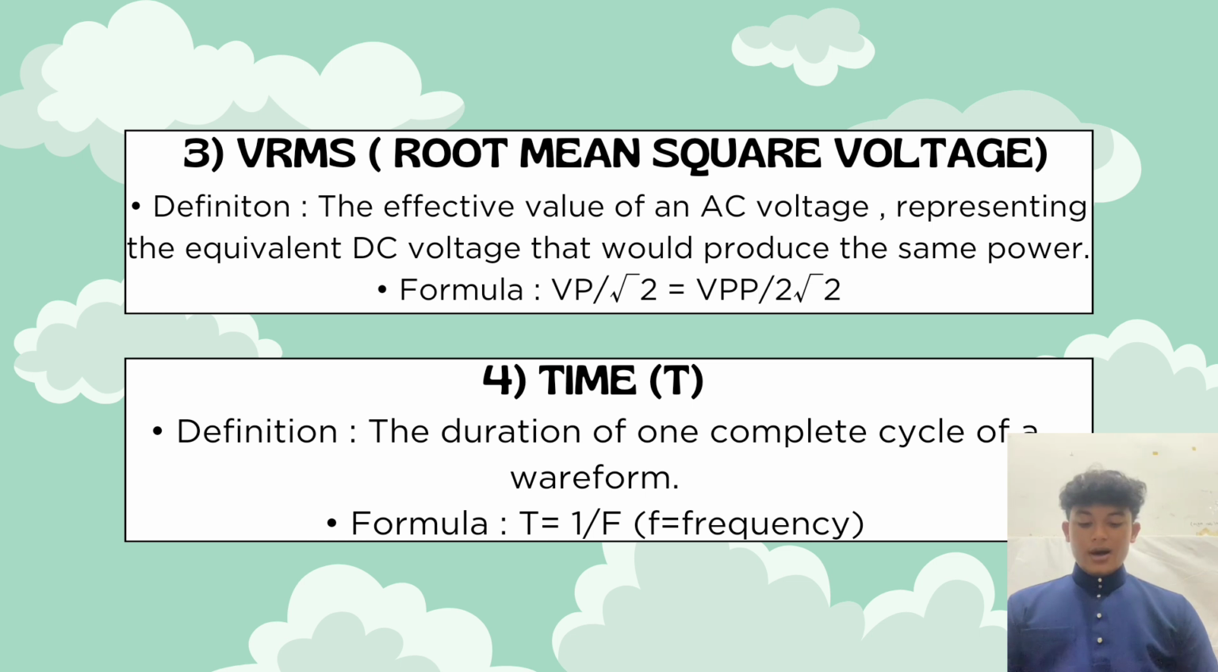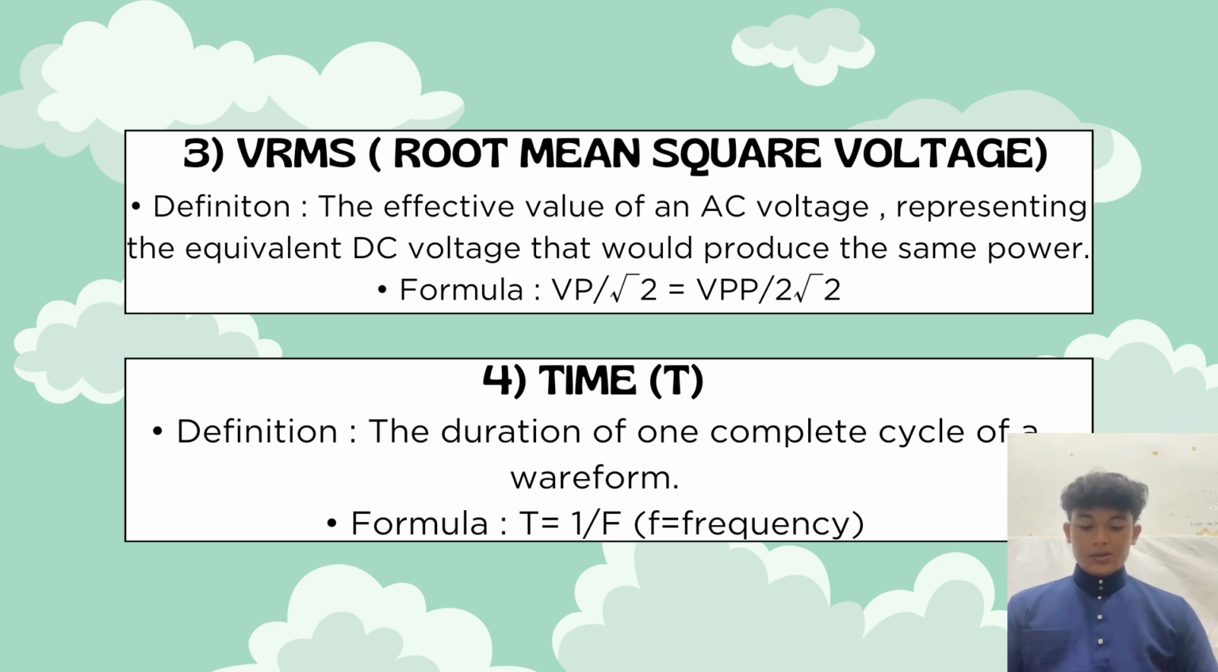Number 3. VRMS, root mean square voltage. Definition: the effective value of an AC voltage, representing the equivalent DC voltage that will produce the same power. Formula: VRMS equals VP divided by square root 2, which equals VPP divided by 2 square root 2. Number 4. Time, T. Definition: the duration of one complete cycle of a waveform. Formula: T equals 1 divided by F.